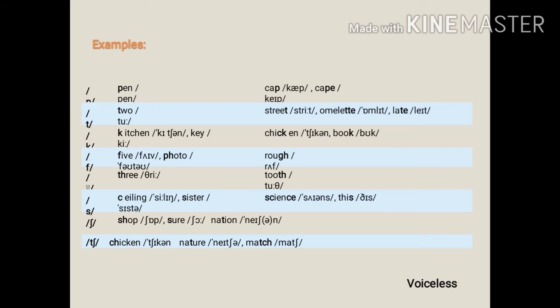Such kind of sounds are called voiceless sounds. So there are 9 types of voiceless sounds: p, t, k, ch, f, th, s, sh and h. These are the voiceless sounds.